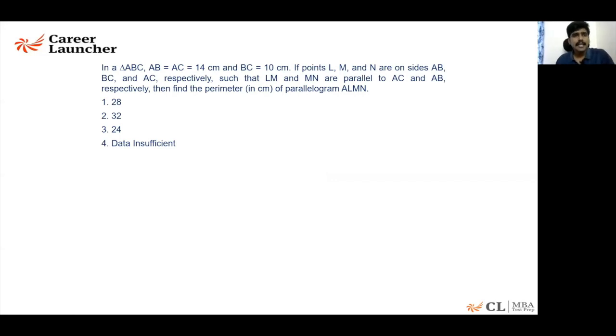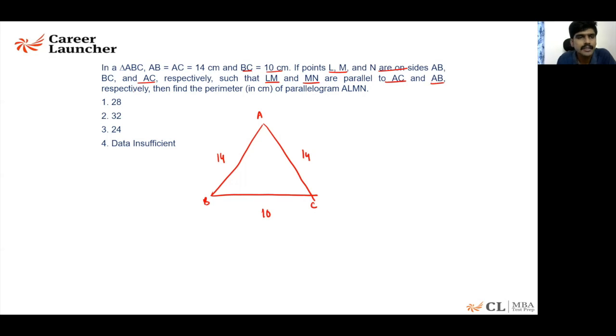Question 58. In a triangle ABC, AB is equal to AC is equal to 14 centimeters and BC is given as 10 centimeters. So this seems to be an isosceles triangle with two sides equal to 14. AB and AC are equal, 14 and 14, and BC is equal to 10. The base is 10. If points L, M, N are there on sides AB, BC and AC respectively, such that LM and MN are parallel to AC and AB.